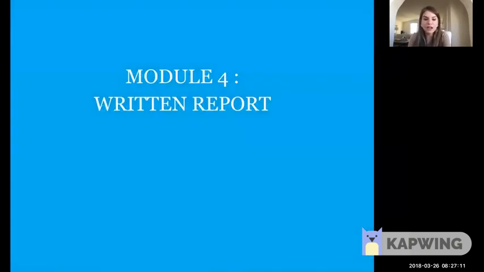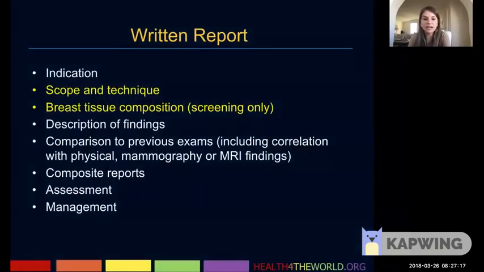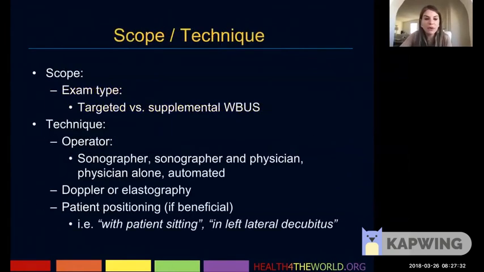All right, so moving on to the written report. Again, this is kind of going to be the bulk of this talk. We talked about scope and technique and breast tissue composition. These are the new sections in the written report for BI-RADS, and this is some of the stuff we're going to go over.